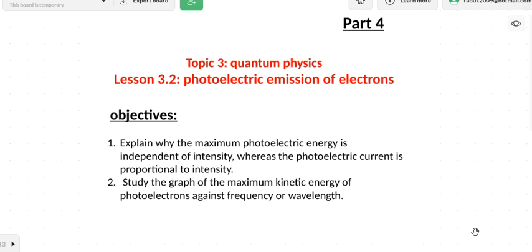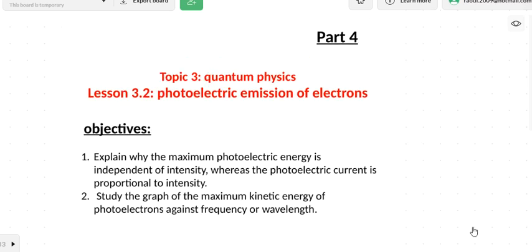Initially, we will explain why the maximum photoelectron energy is independent of intensity, whereas the photoelectric current is proportional to intensity. Second, we will study the graph of maximum kinetic energy of photoelectrons against frequency or wavelength. Actually, here we would use the reciprocal of the wavelength. Okay, let me start together.